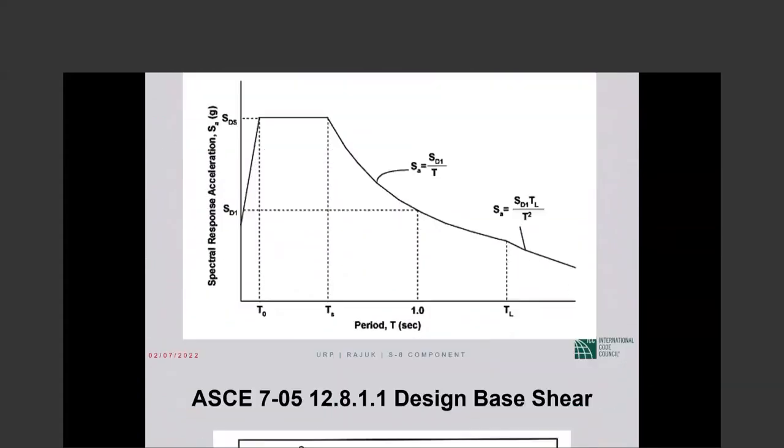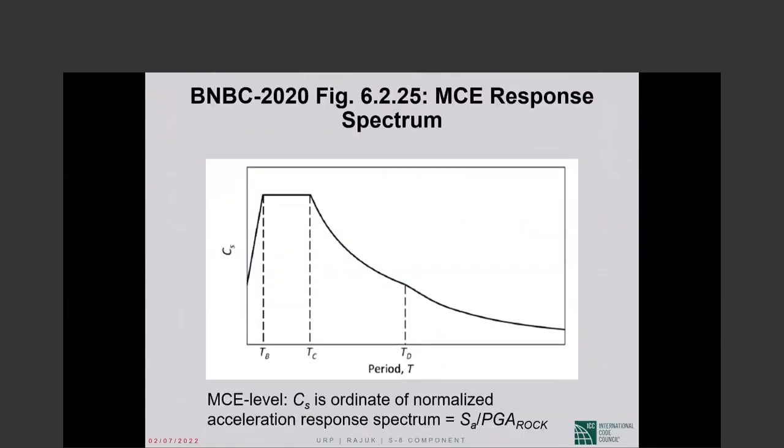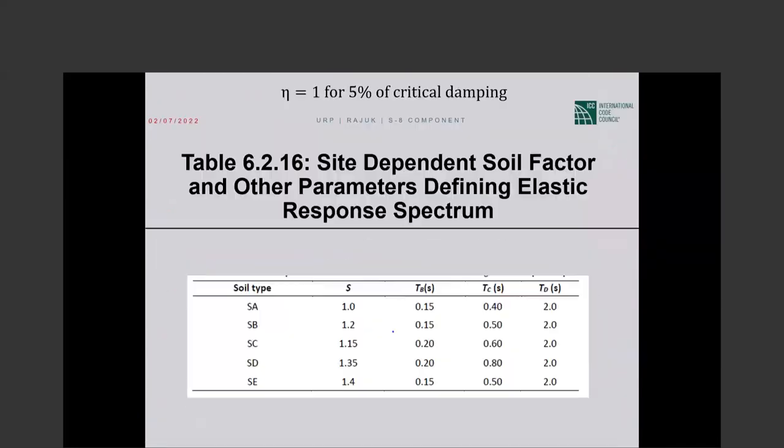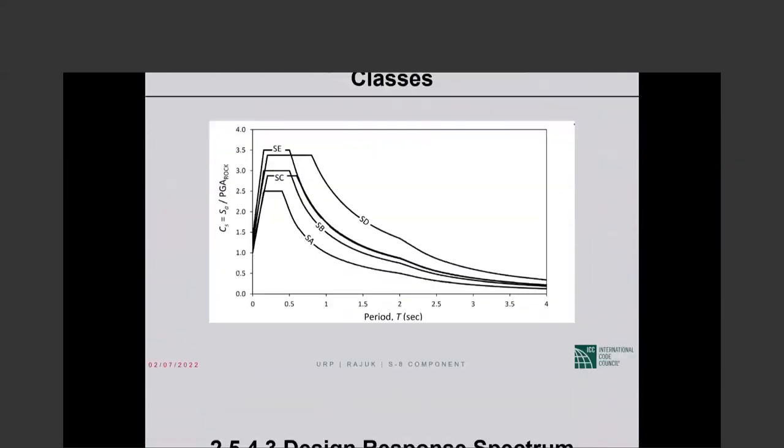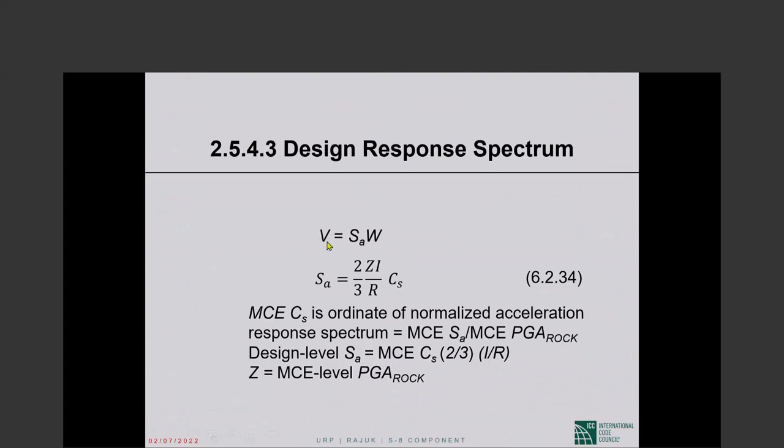In BNBC 2020, V is S sub A times W, not C sub S times W. These are the confusing parts. Both documents use C sub S and S sub A, but use them slightly differently. I spent an inordinate amount of time figuring this stuff out, and I hope it will help you when I say these things and I put enough on the slides.